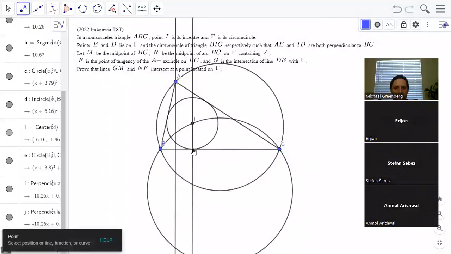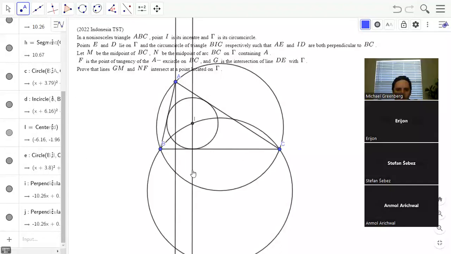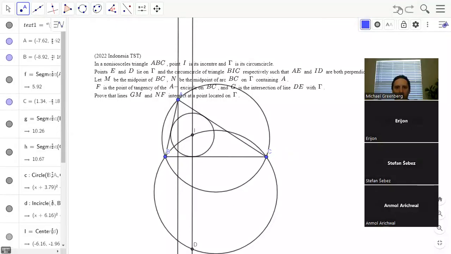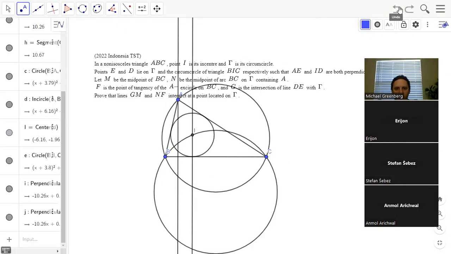Let's just draw, okay, A. So we know this is D, but which of these is E? Let's just pick one. Oh, they lie on, okay, E lies on, okay, that's what I got confused. So E lies on this circle. Wait, D lies on this and E lies on this.